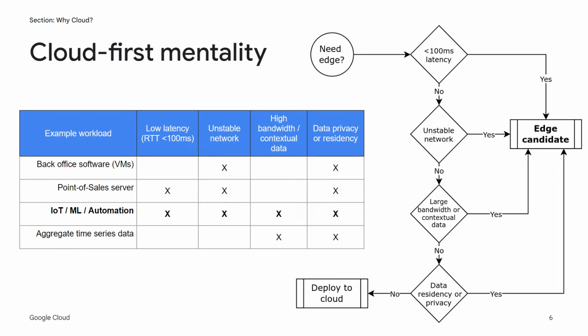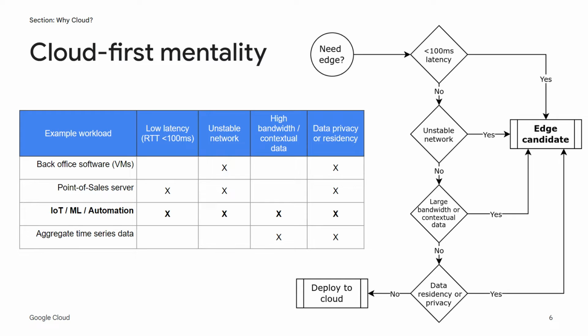First thing we think about is, do I need to make a decision in less than 100 milliseconds? Keeping in mind the amount of bandwidth that I need to push up to the cloud to make the decision and then bring that decision back down, is that less than 100 milliseconds? Do I work with unstable networks or networks that are intermittent? Maybe I have a small bandwidth and I can't work well with that. It's a great candidate for being an edge.